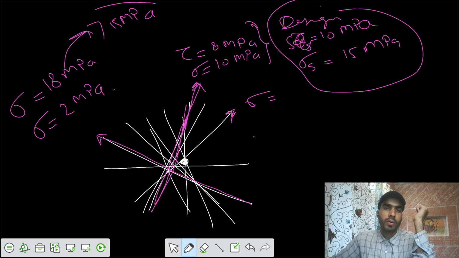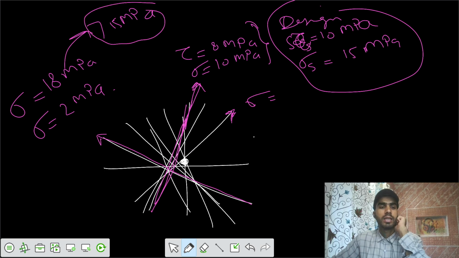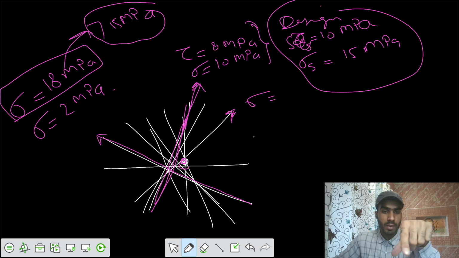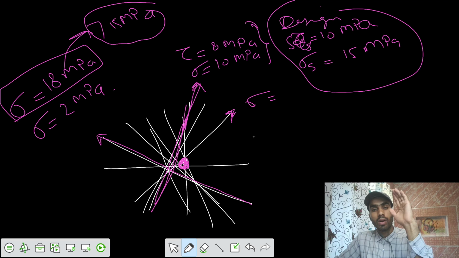The material you have provided has a strength of 15, but the stress developed on this particular plane, on the same element, same point of the material, is greater. It has different stress values along different planes. So by varying the plane at a particular point of the material itself, your stress value changes.